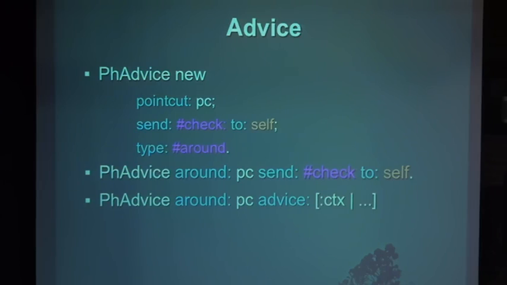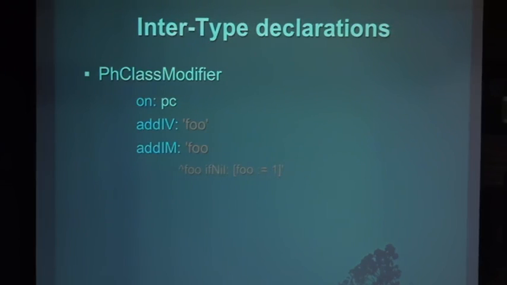Some syntactic sugar: around pointcut send check to self. You can also use blocks. That's the example, the final example. So a block is easier to use than that syntax of send a message to an object. You can use intertype declarations.